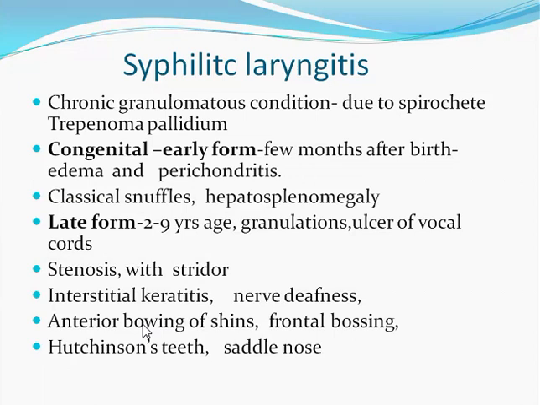The late form, that is 2 to 9 years, you will see granulations and ulcers of the vocal cords, and stenosis with stridor, associated interstitial keratitis, nerve deafness, anterior bowing of the shins, and also frontal bossing is observed, Hutchinson teeth and saddle nose. These are all congenital syphilitic features.